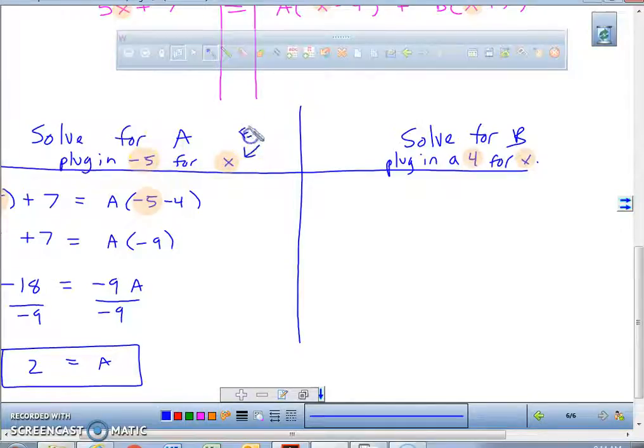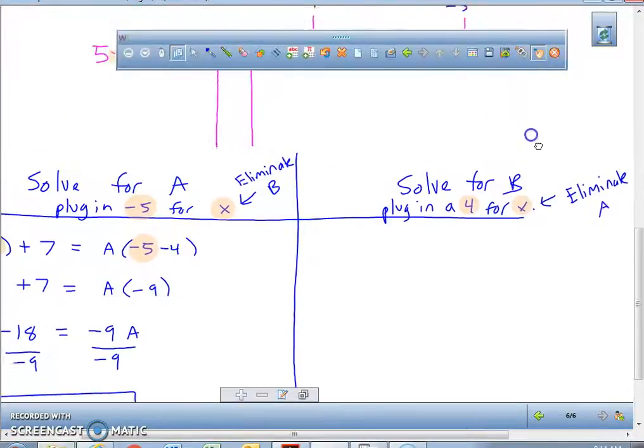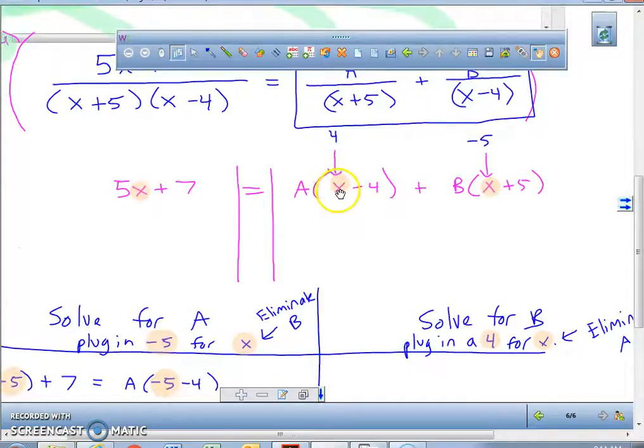We had to eliminate the other letters. This is the only way to eliminate B. And if you plug in a 4 for x here, that is the only way to eliminate all of my A's. If you look up here, if you plug in a 4 right there, 4 minus 4 is 0, and 0 times A is 0. So all of your A's are gone.